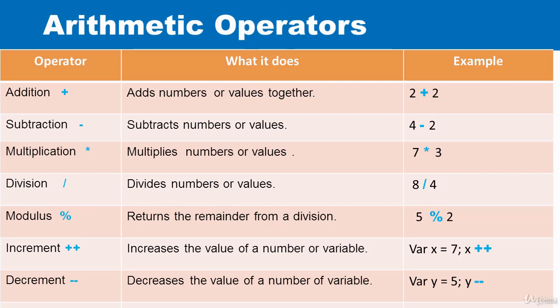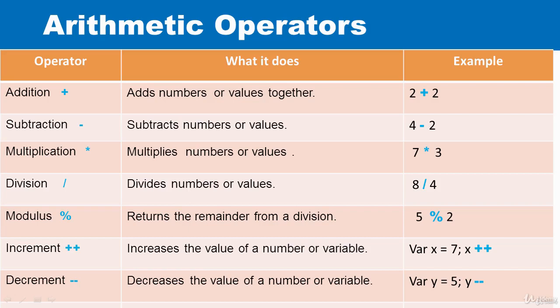Next, we've got the division, which is used to divide numbers or values. Example, we divide 4 by 8. Next, we've got the modulus, which is represented by the percent sign. A modulus operator is used to return the remainder from a division. So when you divide two numbers, modulus will return only what is left from the division.